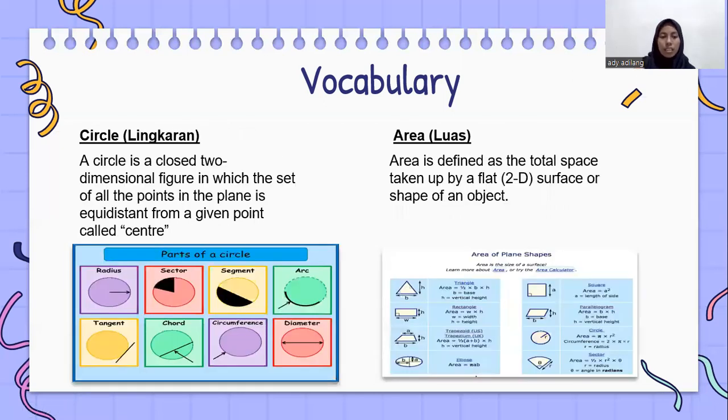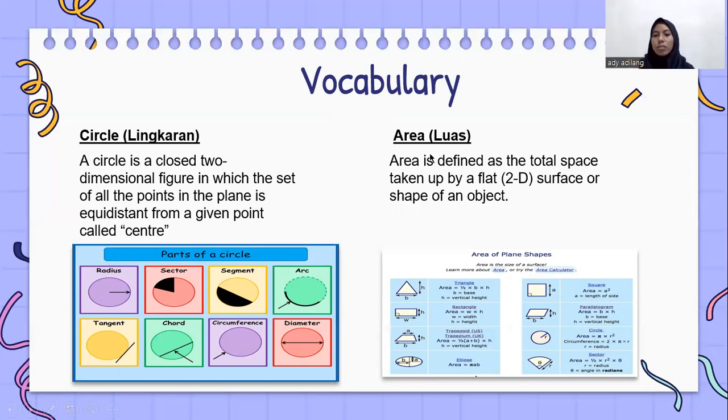Next, circle or lingkaran. A circle is a closed two-dimensional figure in which the set of all the points in the plane is equidistant from a given point called center. The picture below shows the parts of a circle.